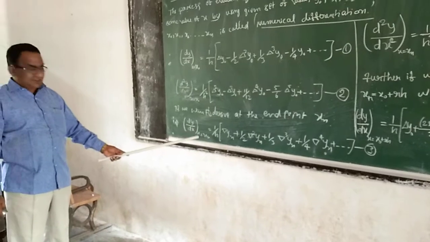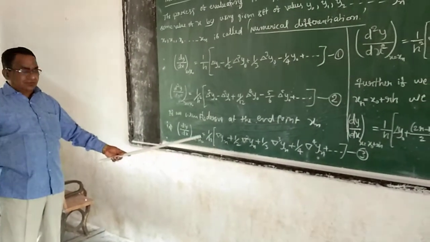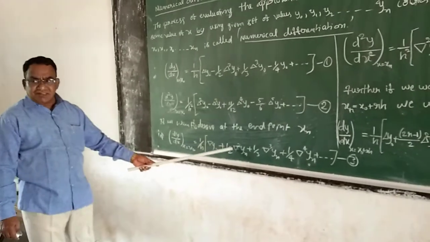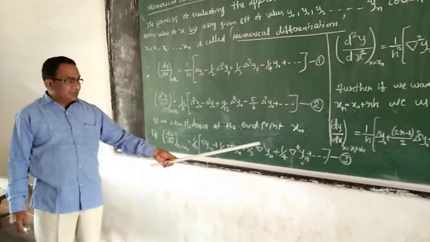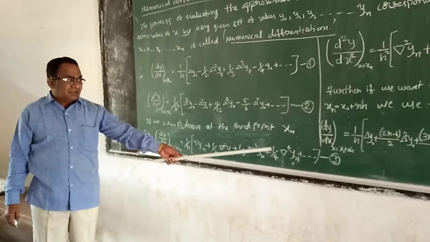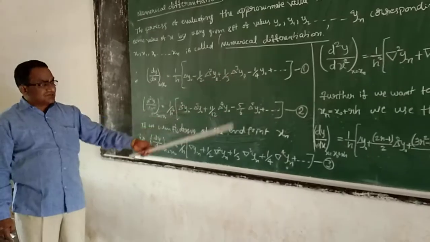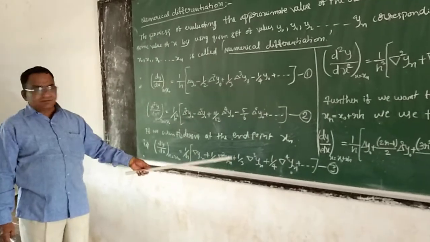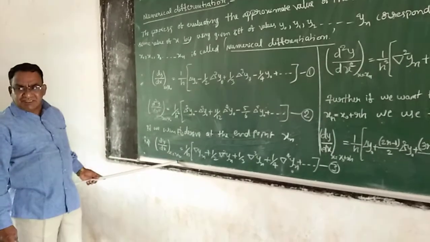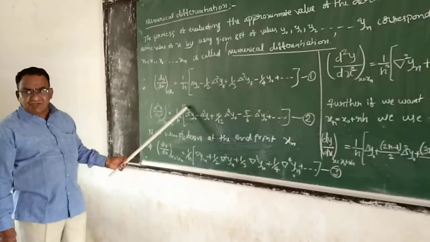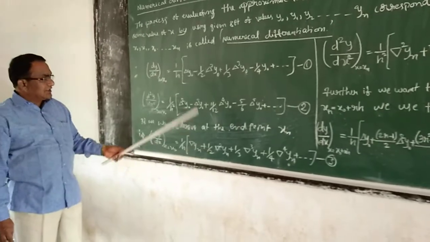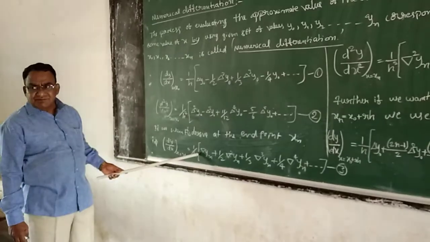dy by dx at x is equal to xn is equal to 1 over h into del yn plus half into del squared yn plus 1 by 3 into del cube yn plus 1 by 4 into del to the power 4 yn plus and so on. And you can just note the differences here. In the first formula x is equal to x0 is the starting point, whereas x is equal to xn is the end point. 1 over h is common, and here we have used delta in the first formula, whereas here instead of delta we have del.